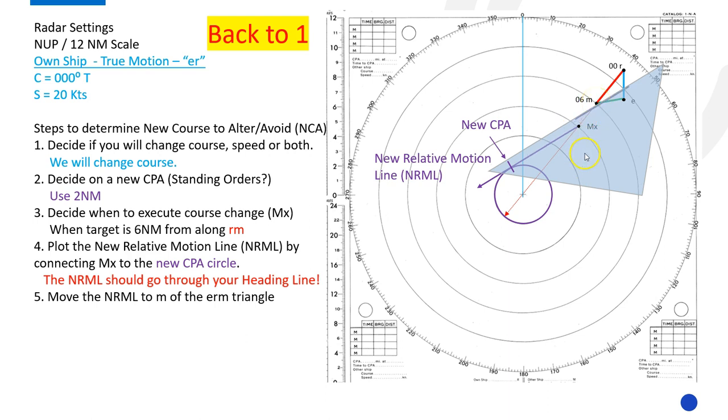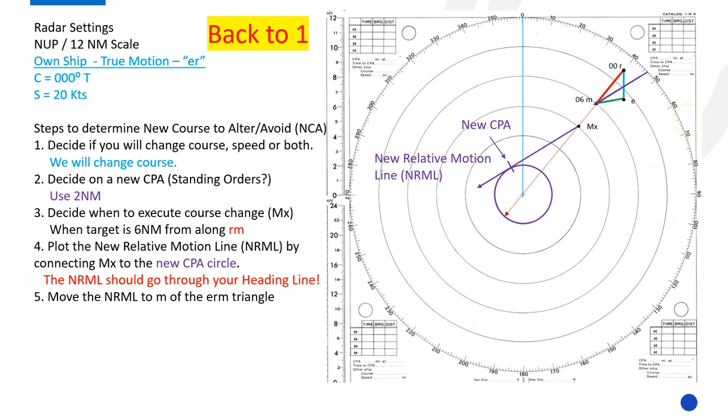So I'm going to use my triangle and bring that up there, and that is the new relative motion line that I want. This is the old relative motion line, and this is what I want to have happen after I change my course. This is the true course and speed of the target vessel, and this was my course and speed until I made my course change.